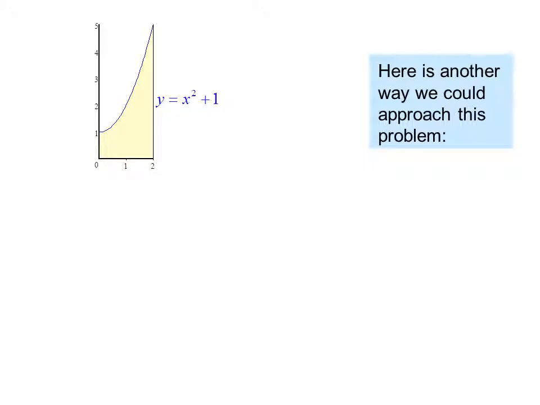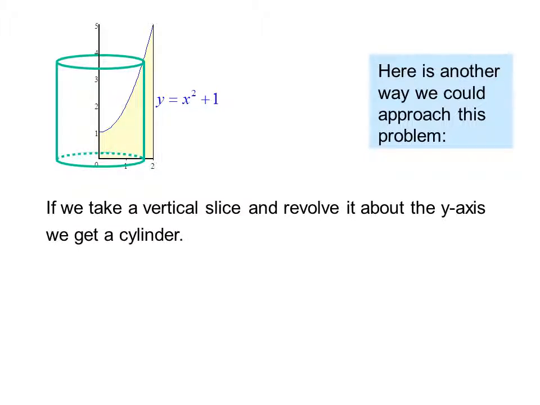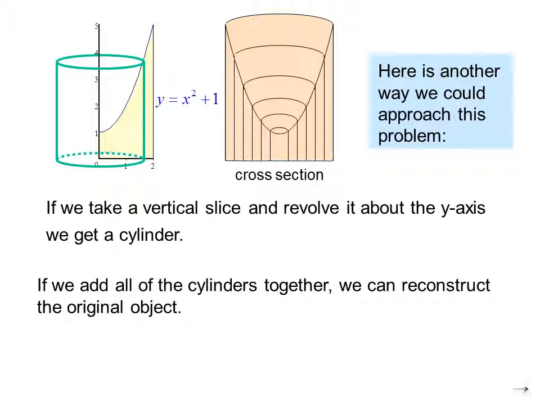Here's another way we could approach this problem. If we take a vertical slice and revolve it about the y-axis, we get a cylinder. If we add all of the cylinders together, we can reconstruct the original object. There's a cross-section.